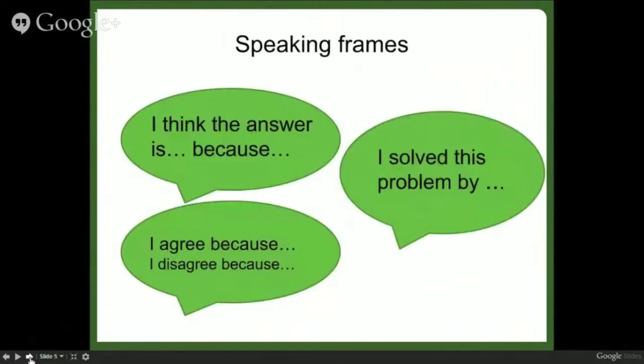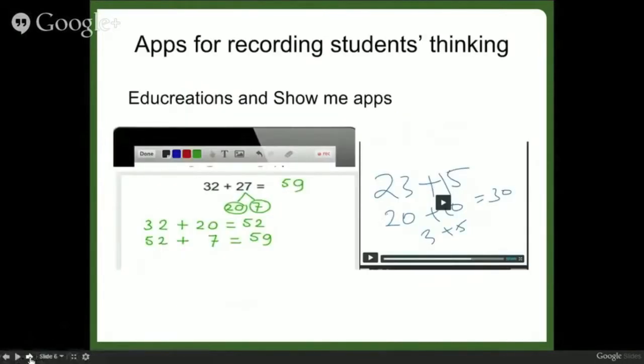We've been using speaking frames a lot in our maths classrooms, which has actually helped a lot of our students. I've used them personally right from year 1s to year 8 students, and it's usually hard at the beginning, and once we get started, then they're fine. So especially the I agree and I disagree, that's something that we've been using a lot. And it's beneficial for students to listen to their own thinking and practice their thinking. So EduCreations and Show Me, these are the 2 apps that I've found quite useful for recording students' thinking and sharing with parents as well.